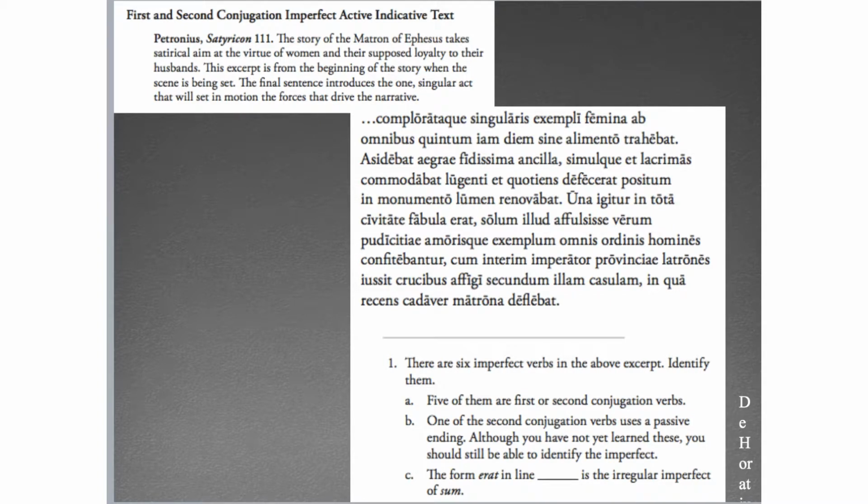All right, here is an imperfect text. Something to look at. So there are 6 imperfect verbs up there. Identify them. So remember, the key to the imperfect is finding that BA. So trahebat, right there. Asidebat. All right, I'll find one more and then I'll leave the rest for you. Commodabat. And you can see that if you look at other verbs, like say defecerat, and I squiggly lined it just to make sure that you know it's not imperfect, no ba, right?